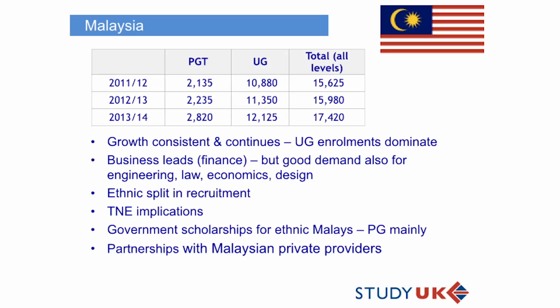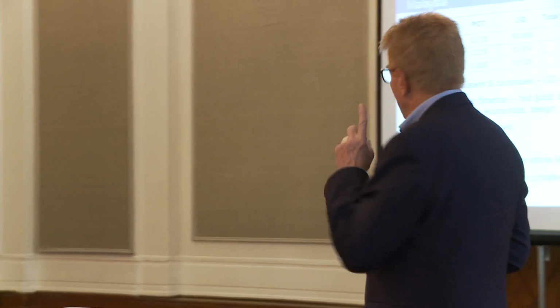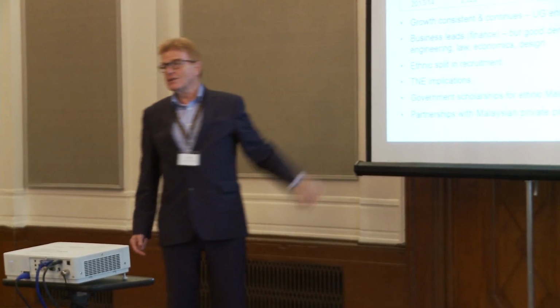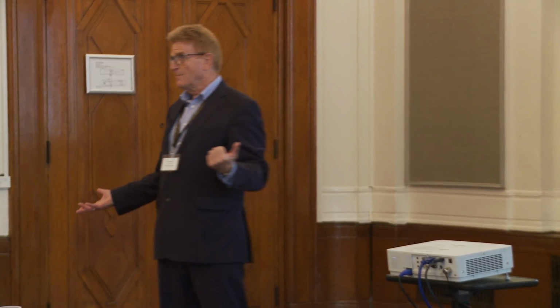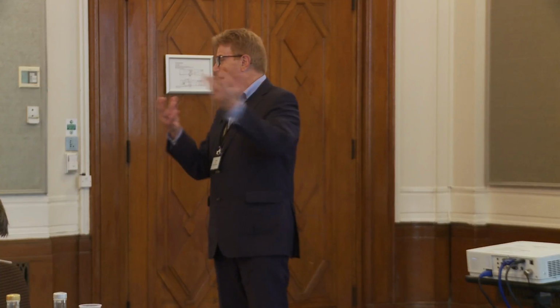Malaysia, growth continues, postgraduate, undergraduate, good demand, but the reason for showing you this and all of these is to say, look, if I'm going to go into a country market, actually I need to do a bit more research into the politics, the economics, the social structure, what's happening in the education system. Every country is different. And the big distinguishing factor in Malaysia is the ethnic split between the Chinese and Indians and the traditional Malays. So between the Malaysians of Chinese and Indian ethnic origin compared to the Malaysians of Malay ethnic origin.